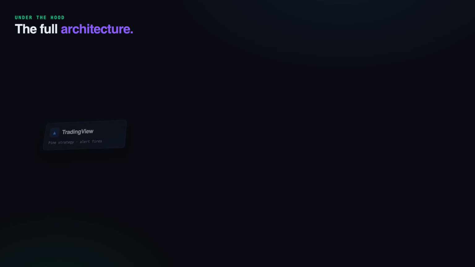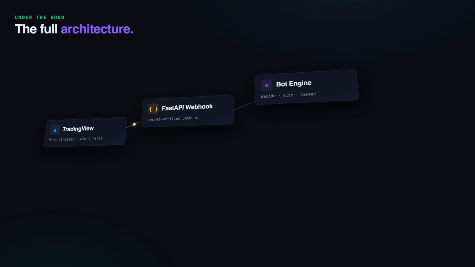All right, let's open the hood. I'm going to walk you through the full architecture. Nothing hidden, because this is where the real engineering lives. At the highest level, 4 stages. TradingView fires an alert. A fast API webhook server receives it. The bot engine decides and manages, and TradeStation's REST API executes.